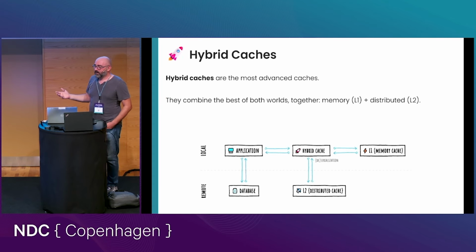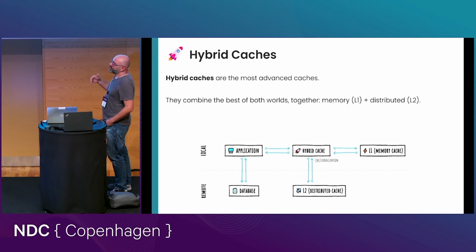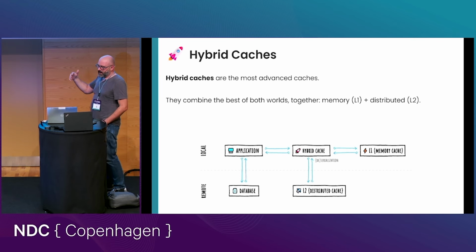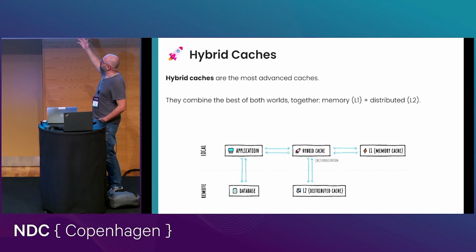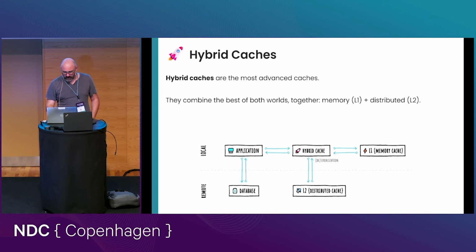And finally, we have hybrid caches. Hybrid caches are the most advanced caches. They combine the best of both worlds, basically a memory level called L1 and a distributed level called L2. As you can see from the illustration, the application talks only with the hybrid cache, and it's the hybrid cache that then maybe can talk with the distributed cache or the memory cache, L1 and L2, if needed. And as you can see, it's the hybrid cache that is taking care of deserializing and serializing. So this is already something that we offload to the hybrid cache.